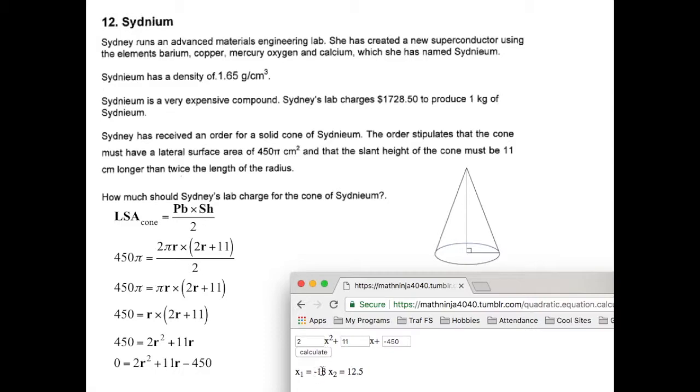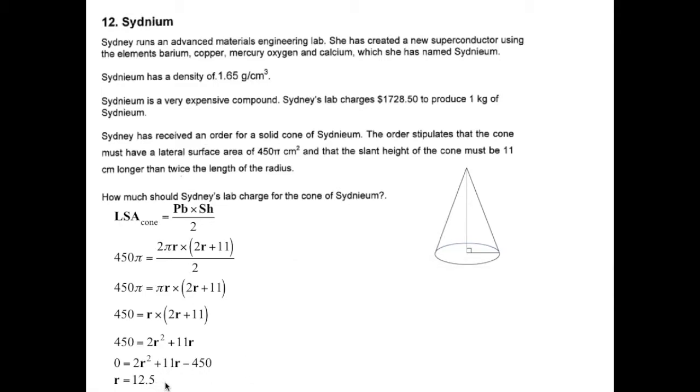We get negative 18 centimeters, which doesn't make sense for a radius to be negative, or 12.5. So I'm going to take the 12.5. So the radius is 12.5 centimeters. The volume of a cone is area of the base times the height divided by 3. We can figure out the area of the base, but we're going to have to do some work to figure out the height. We're going to have to use Pythagorean theorem.